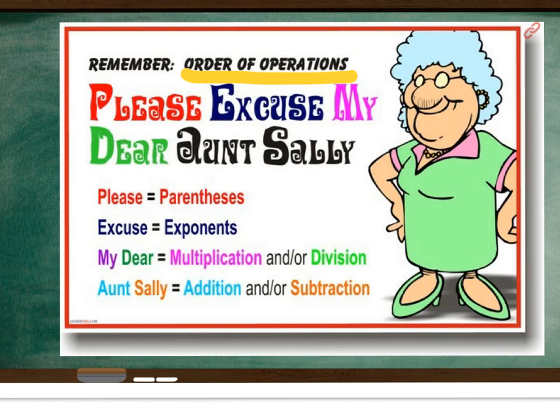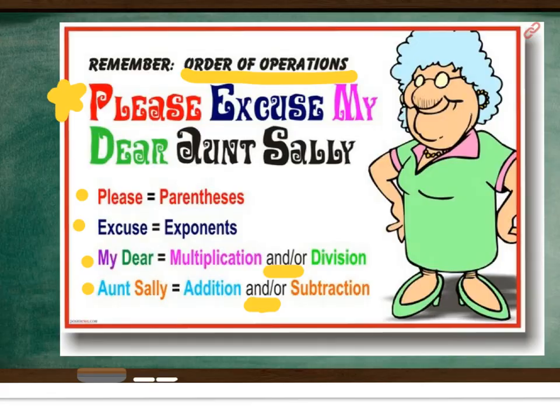Okay, and the saying that you need to remember is "Please Excuse My Dear Aunt Sally." And what that means is you need to look for parentheses first. That's what "please" stands for. "Excuse" stands for exponent. So after you look for parentheses, you need to look for your exponents. Then you need to multiply or divide, and it's the "and/or divide" before you add and subtract at the end. And you're going to either add and/or subtract, or you might do both.